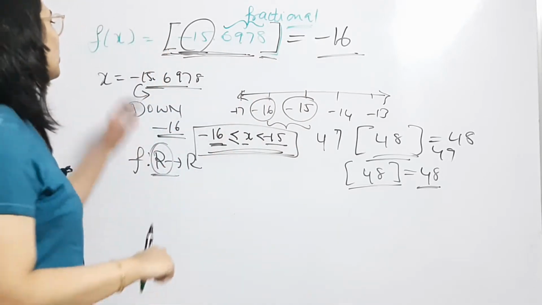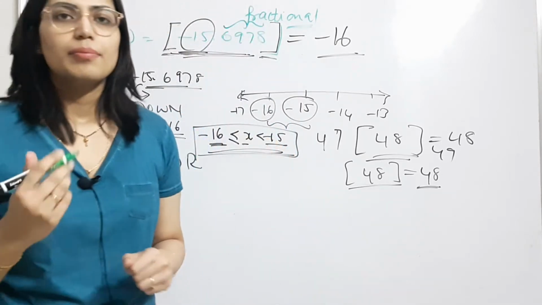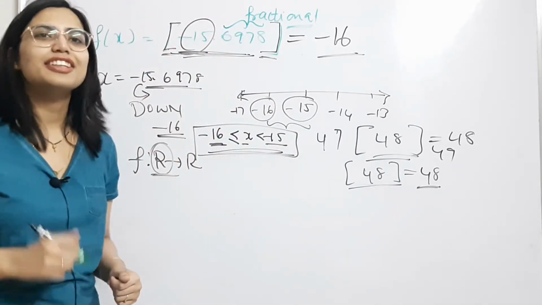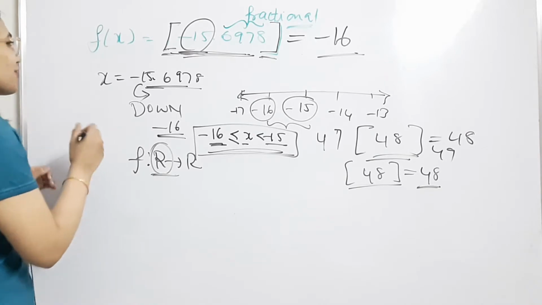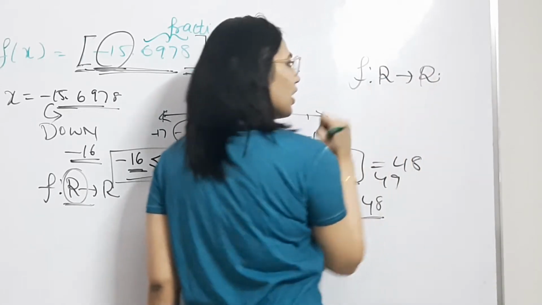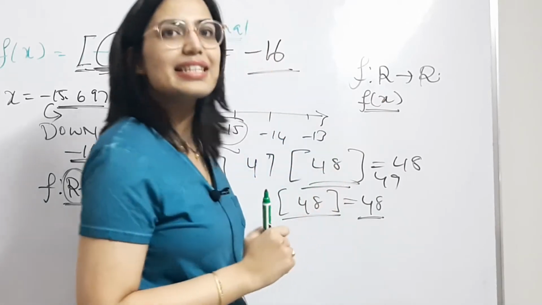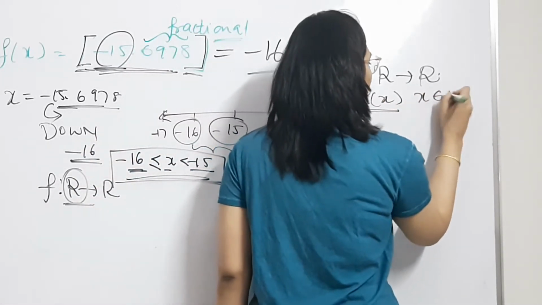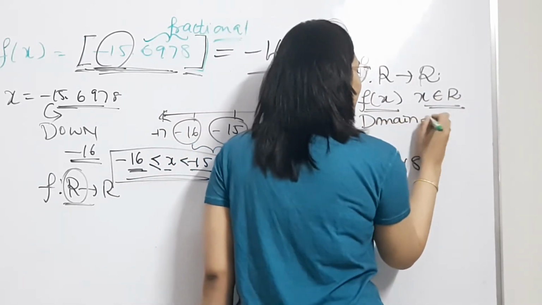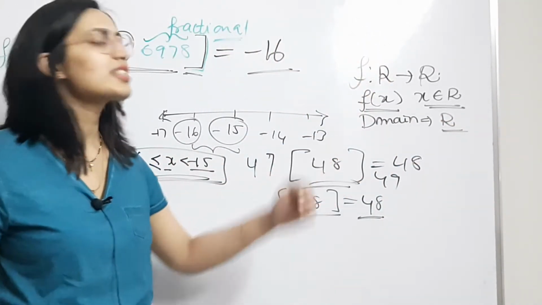Okay, so this is how you determine the greatest integer value of a particular function or particular x. Now with this in mind, how do you define the domain of this function? It's very clear that if f is a function from R to R, and f of x is a function wherein x belongs to R, then the domain of the greatest integer function is all real numbers. Yes, because we are passing real numbers into these square brackets.